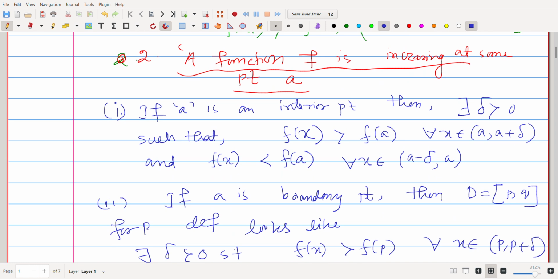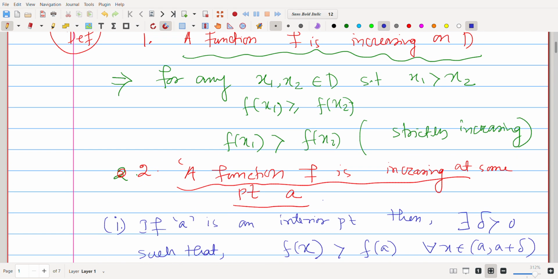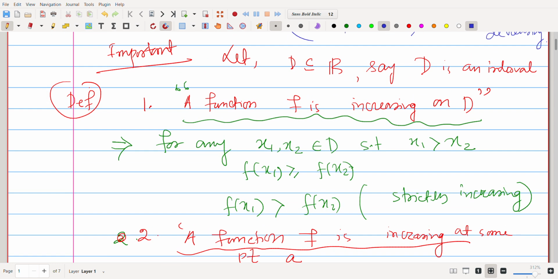Most of the students have the same confusion because they are thinking increasing means same for everywhere. It is not like that. The two different concepts. This is by the definition. Okay, this is the definition of a function f is increasing at some point, and this is the definition that a function f is increasing on some interval. So if you clearly understand these two definitions and the difference between them, then you will be able to solve all the problems.